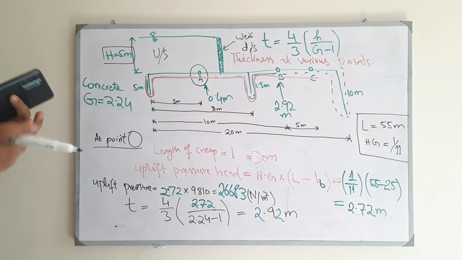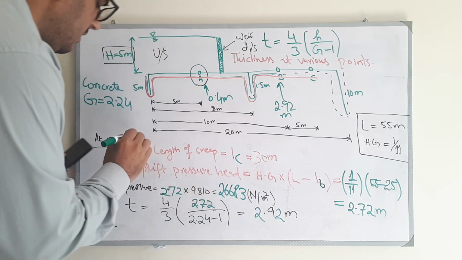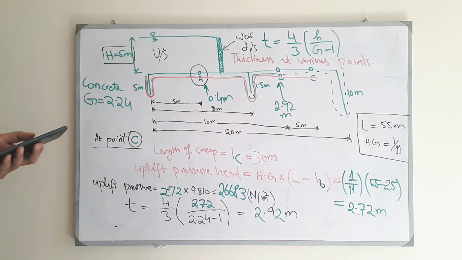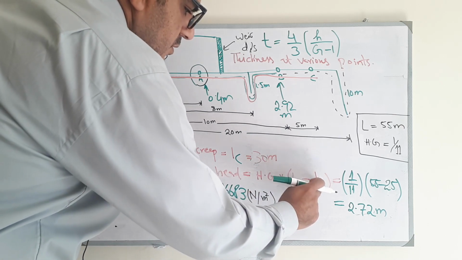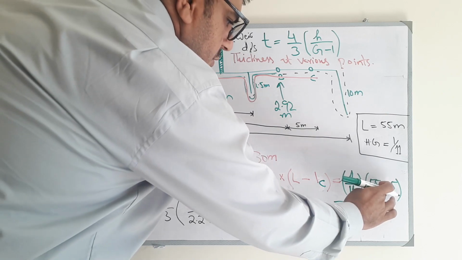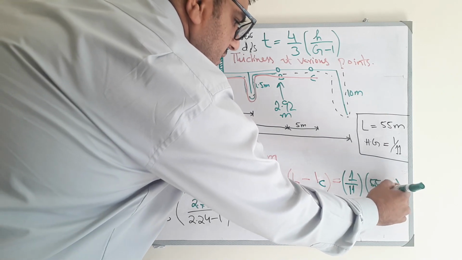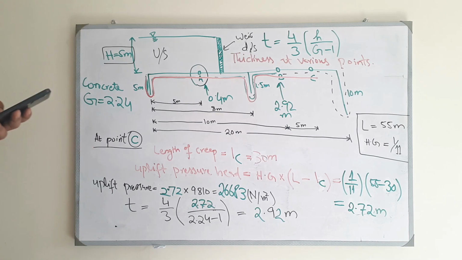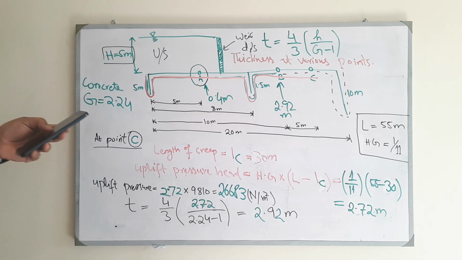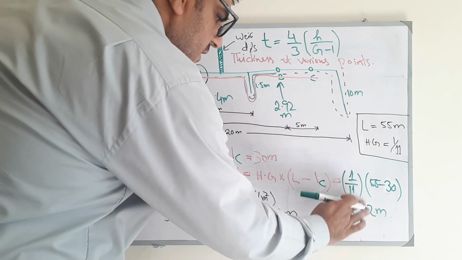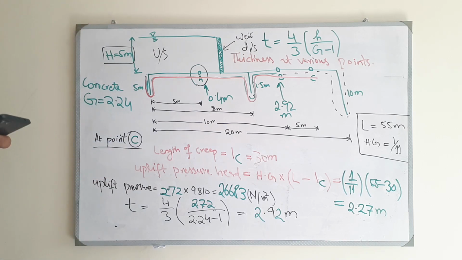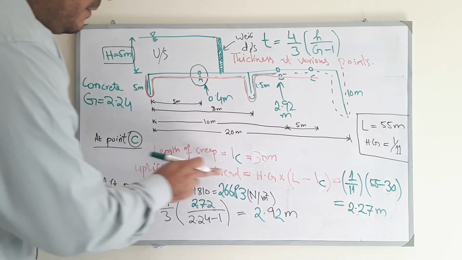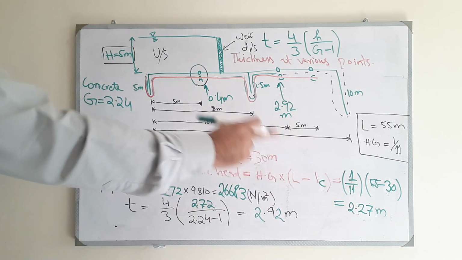So we have found the length of creep up to point C is now 30 meter, and now we are calculating the point number C, thickness of the flow. So next, when we calculate the uplift pressure head, you just have to, here at point C, and now it's not 25 for point C, it is 30 meters. So you will get an answer of 2.27 meters. So for point C, your uplift pressure head is 2.27 meter, and for that uplift pressure head we will find the uplift pressure.